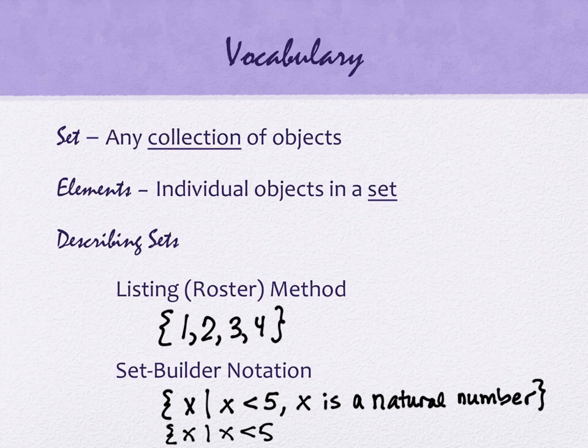There is a shortcut notation for it, and it looks like this. x is an element of N. This is telling you that this x, i.e. these numbers who are less than 5, are natural numbers. That's what the notation is telling you.